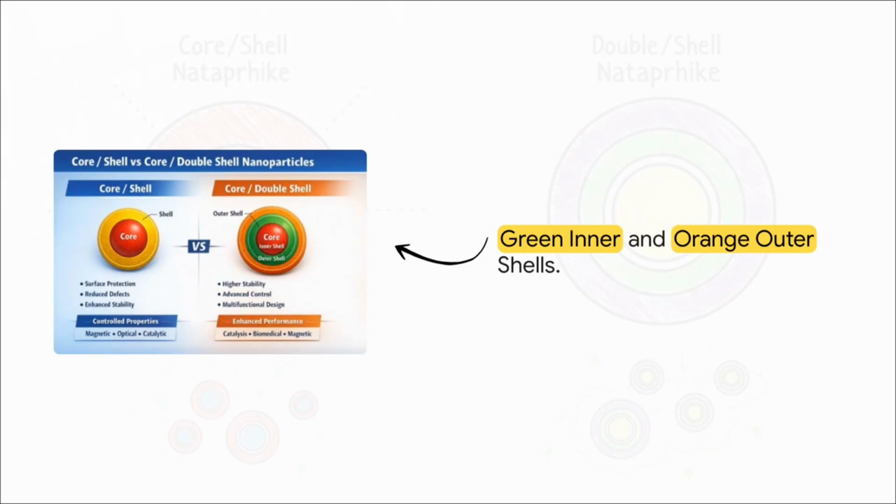Now, looking at the right side, the core/double shell nanoparticle. We still have our central red core, but look at what's surrounding it now. Instead of one yellow layer, we have two distinct layers. We've got a green inner shell wrapped tightly around the core, and then an orange outer shell encasing the whole shebang. That green inner shell acts as a completely new layer of microscopic armor right beneath the outer barrier.